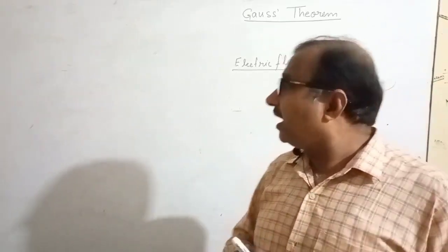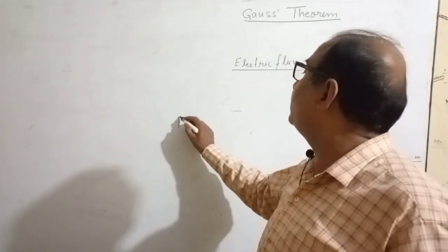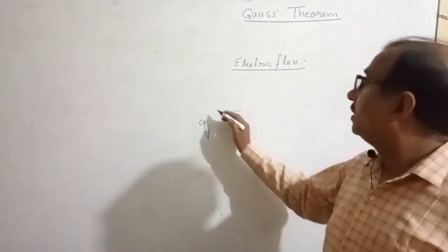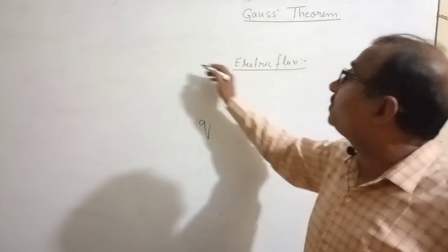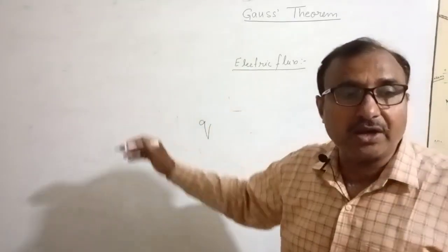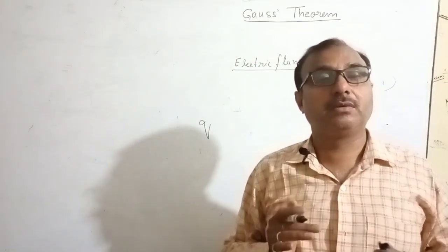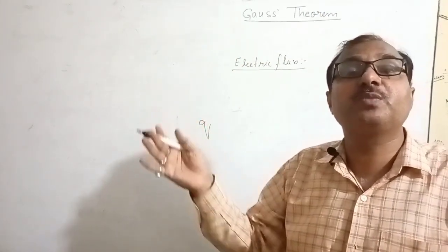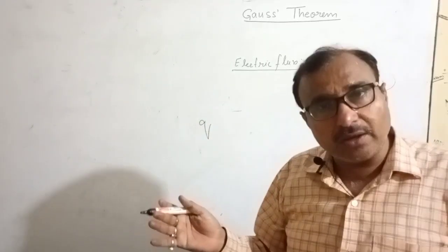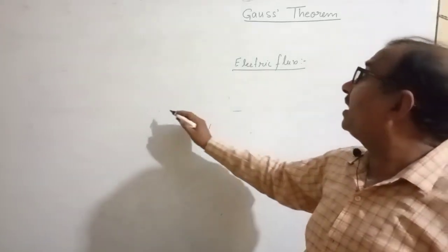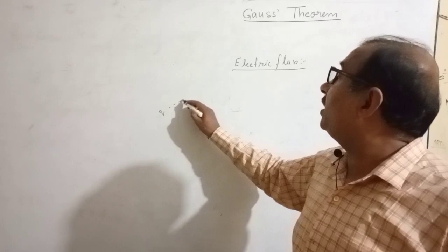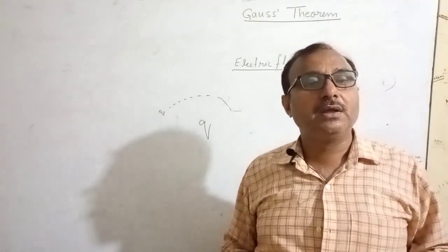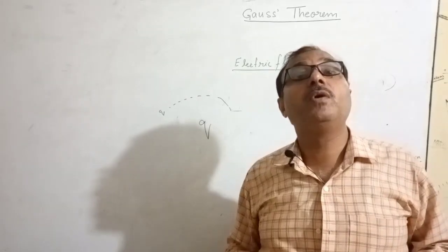Suppose that here is a charge, you are in its electric field. What is electric field? The space around the charge where its electric force can be experienced. Any space around a charge in which its electric force is experienced is known as electric field. So if you take another test charge near it, then it will move on a definite path. These are known as electric lines of force.